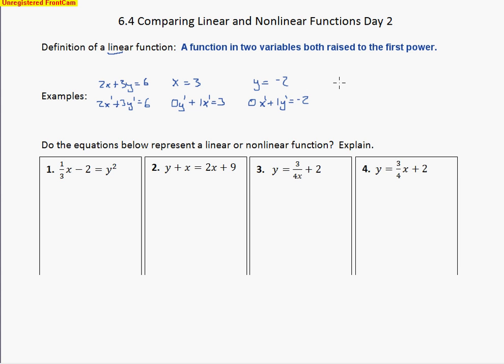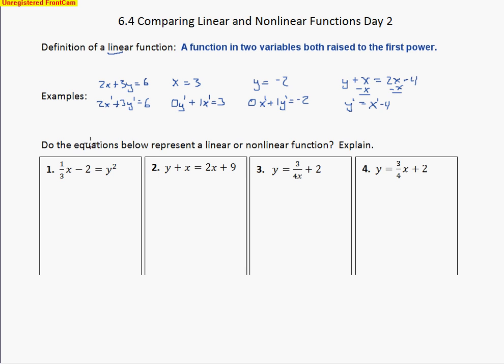So it could even look like this. Let's say it was y plus x equals maybe 2x minus 4. So it looks like I got more than one variable, but actually I really only have 2. See, if I go ahead and simplify this, I can subtract the x from both sides, and I've now got y equals x minus 4. Now, all of these problems always had the variables to the first power, and that's what makes them linear.